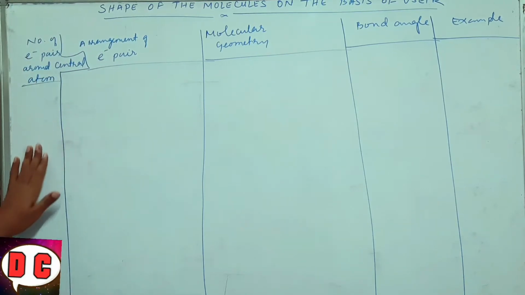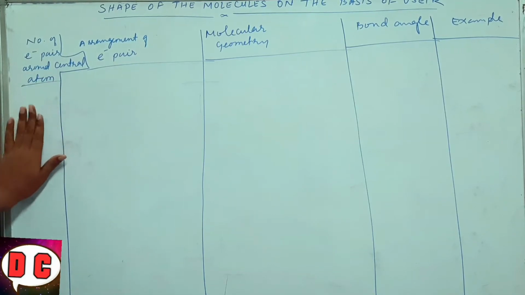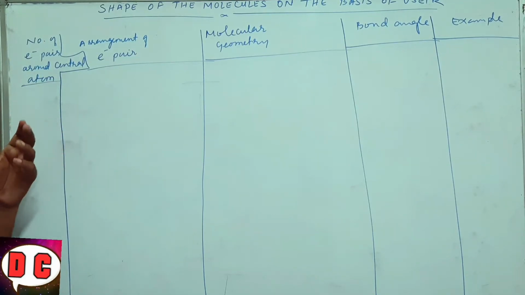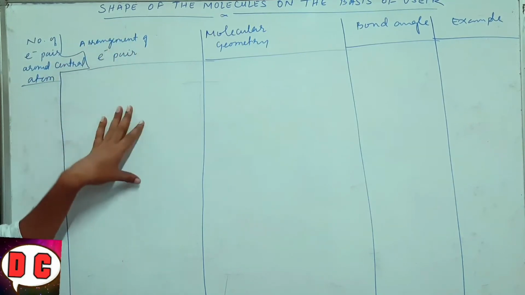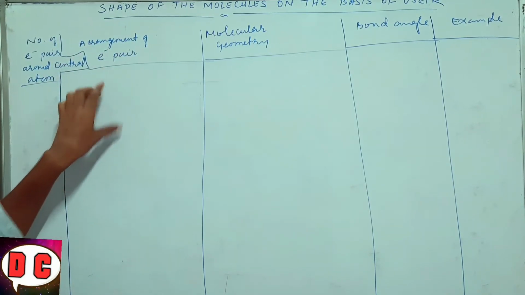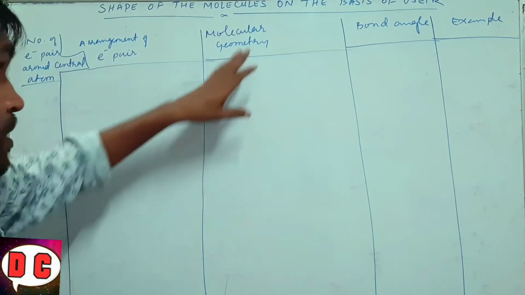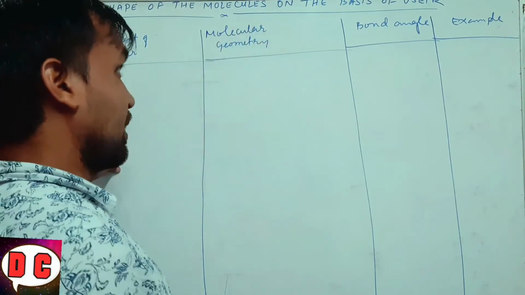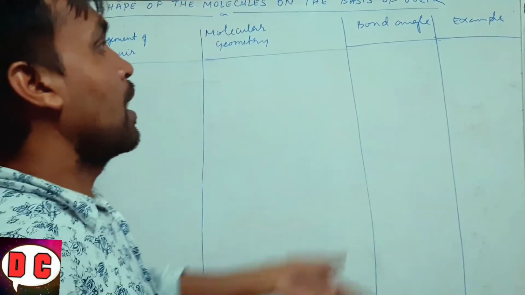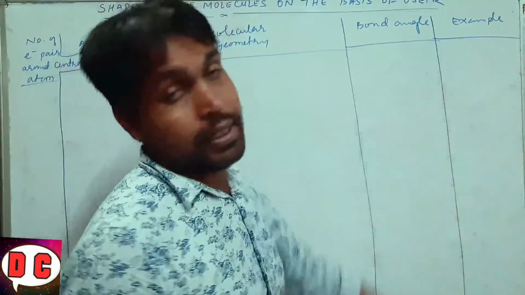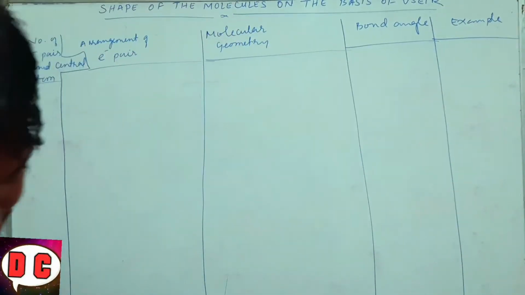The first column is the number of electron pairs around the central atom. How many electron pairs are there around the central atom? That we will write here. Arrangement of the electron pairs, how we have arranged those electron pairs. Then by arranging in that manner, what geometry we will get, what shape we will get, what will be the bond angle, and what are the examples. We will be writing it here.